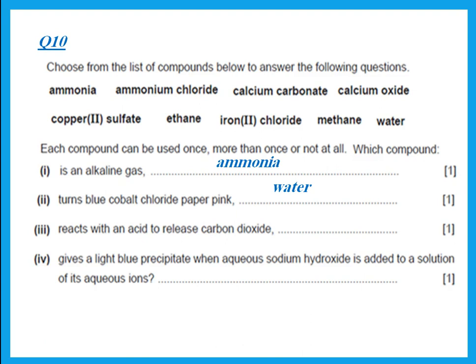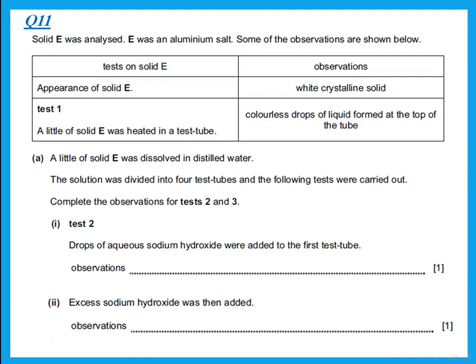Which one reacts with an acid to give carbon dioxide? Well, this is a question about acids and bases. Remember that the one that would react with acid to give carbon dioxide gas is a carbonate. So this one is calcium carbonate. Now, which gives a light blue precipitate with aqueous sodium hydroxide? Remember, the only one that gives blue is copper something. So this is the copper sulfate.